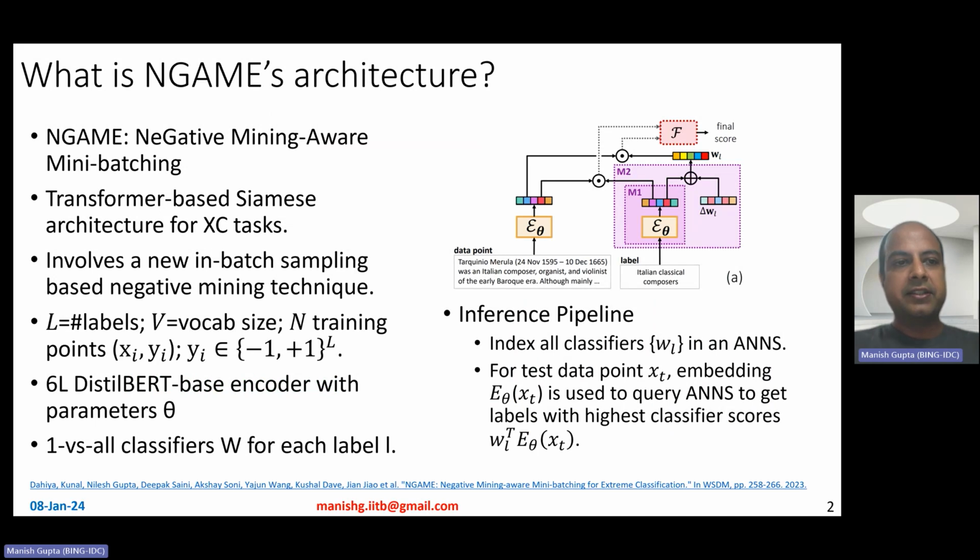As I just mentioned, NGAME stands for negative mining aware mini batching. It's a transformer based method for extreme classification. In fact, it basically uses the Siamese architecture. So it's a transformer based Siamese architecture for extreme classification tasks. It is special because if you think about the deep XML pipeline, it actually involves majorly two modules, M1 and M4.